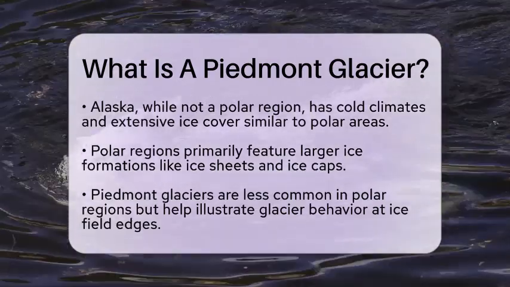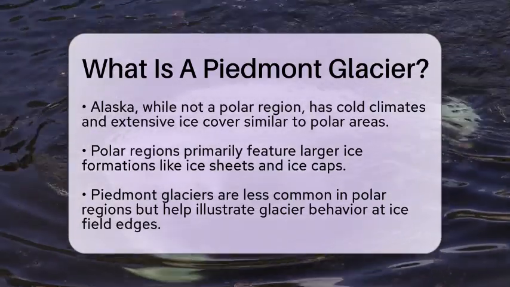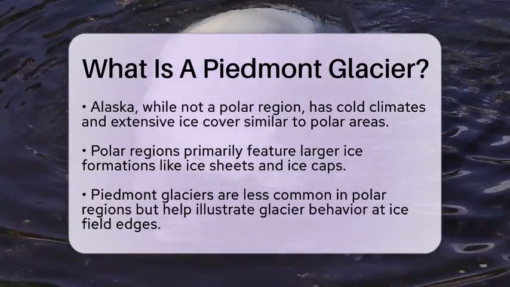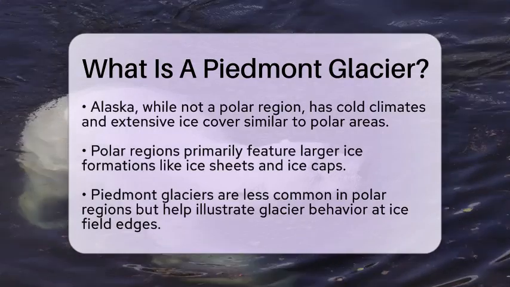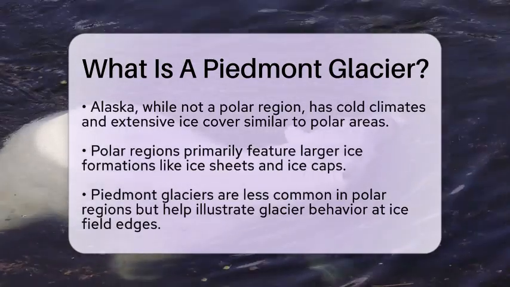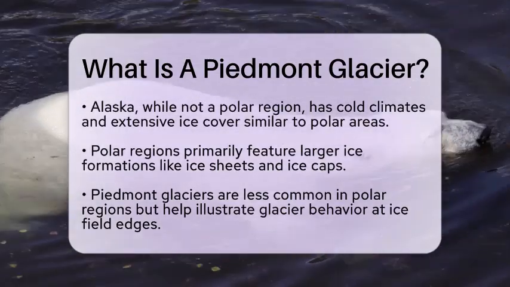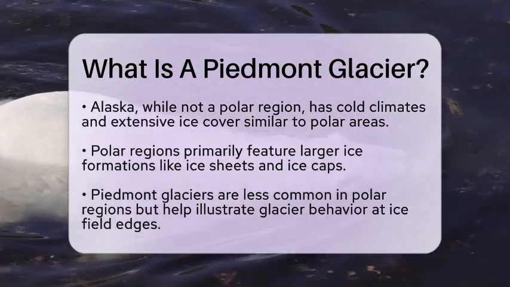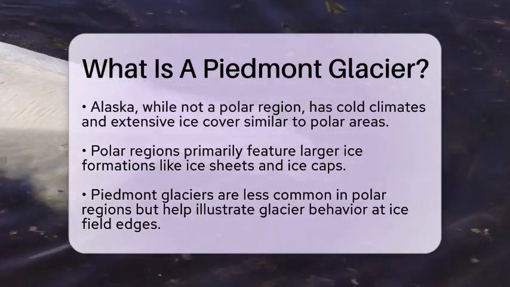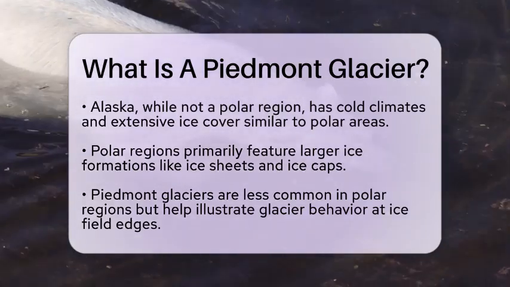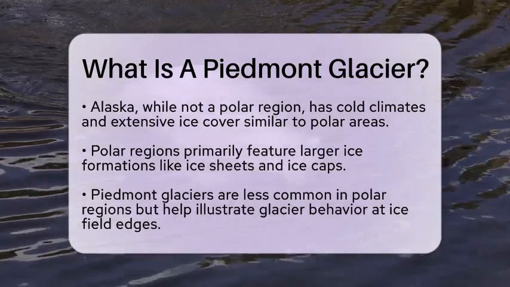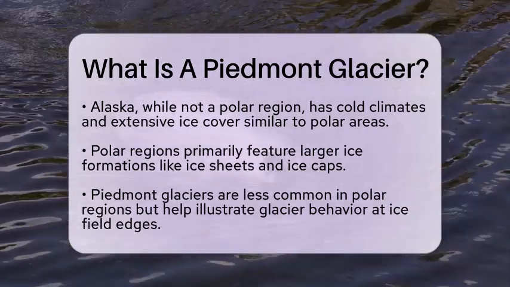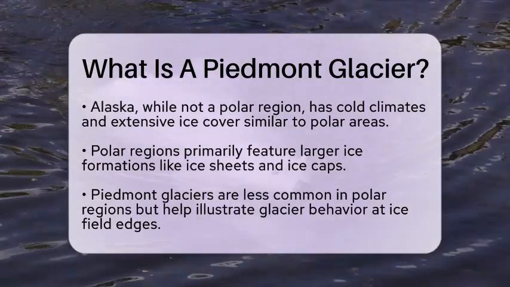One of the largest Piedmont glaciers in North America is the Malaspina Glacier in Alaska. This glacier covers a vast area and spreads out over the coastal plain, serving as a real-world example of how Piedmont glaciers form and behave. While Alaska is not part of the polar regions, its cold temperatures and large ice masses make it a relevant case study. Studying Piedmont glaciers has practical applications too.